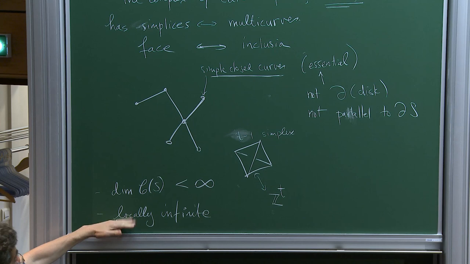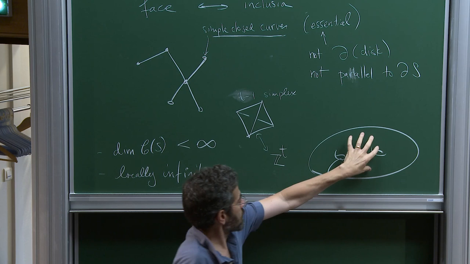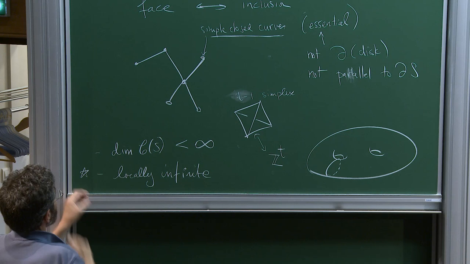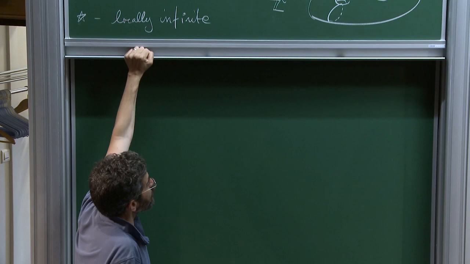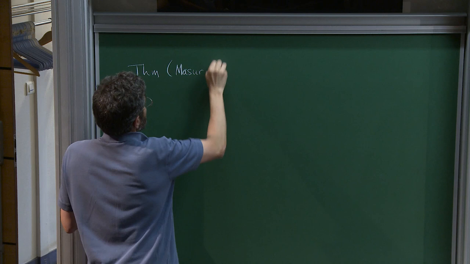Why is it locally infinite? Pick one curve. At least usually it's locally infinite. Take a curve, and as long as what's in the complement is not too trivial, there's infinitely many curves in the complement, which means that the link of the vertex is infinite. So that's what makes it somewhat hard to think about. And I think that Francois mentioned this in his talk, that the geometric thing that we want to use is that this curve complex is hyperbolic. So that's a theorem with Howie Masur. That says that C of S is delta hyperbolic.